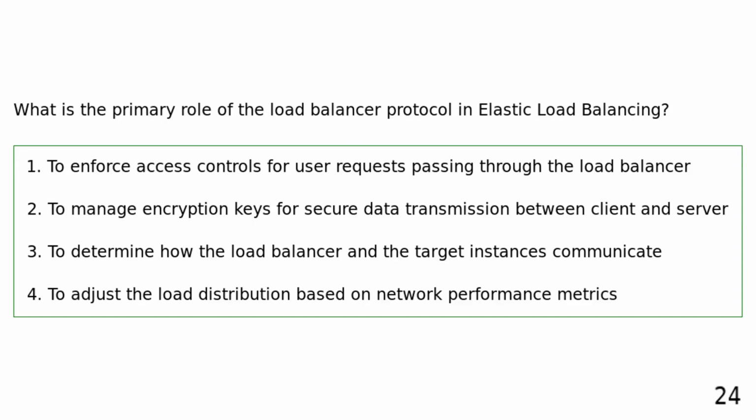What is the primary role of the load balancer protocol in elastic load balancing? To enforce access controls for user requests passing through the load balancer. To manage encryption keys for secure data transmission between client and server. To determine how the load balancer and the target instances communicate. To adjust the load distribution based on network performance metrics.